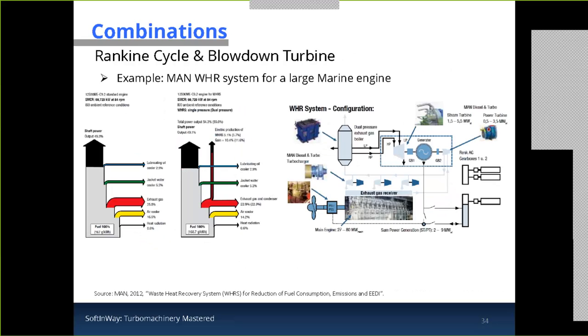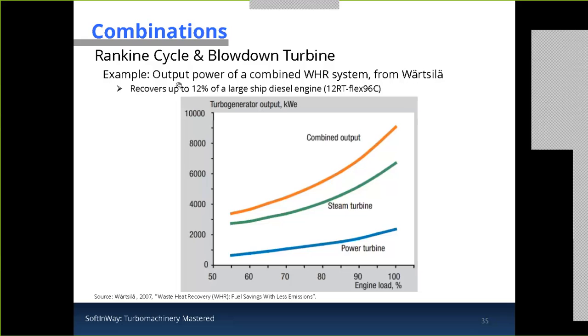So far, we've only discussed one technology at a time, but there's also the opportunity to look at multiple configurations being used at the same time, so different combinations. In this case, for example, this is a waste heat recovery system for a large marine engine. So here we could see the efficiency of the system without and with the waste heat recovery system. In this case, as we'll see on the next slide as well, we're going to be using a Rankine cycle and a Blowdown turbine together. So here this allowed to recover up to 12% of the engine power.